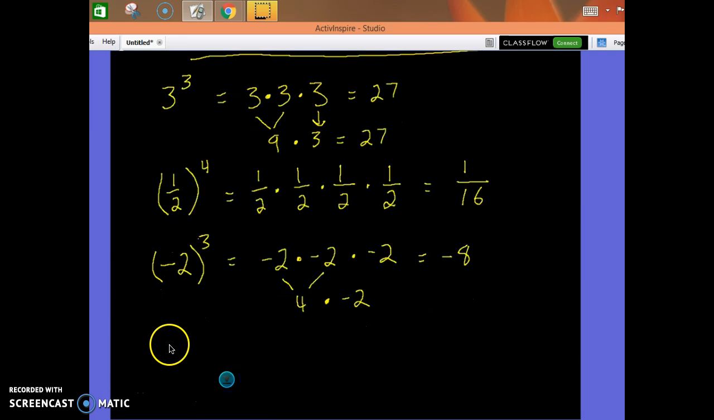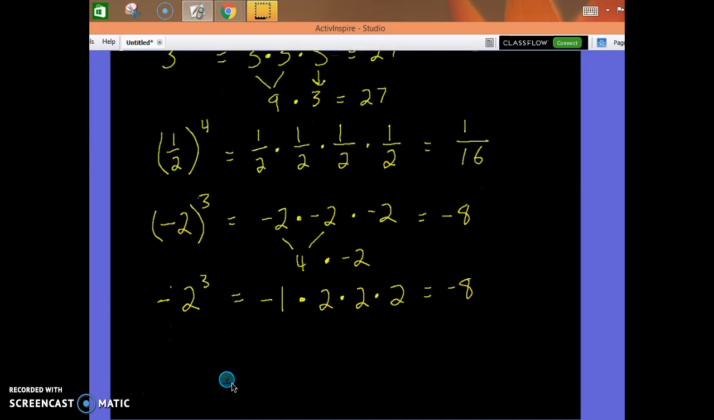If it doesn't have the parentheses, so it looks like -2 to the third power without the parentheses, this third power is only applying to this 2, not the negative. So what this looks like is -1 times 2 times 2 times 2. So 2 times 2 is 4. 4 times 2 is 8. Then times the negative is -8. So these two have the same answer, but that's not always the case.